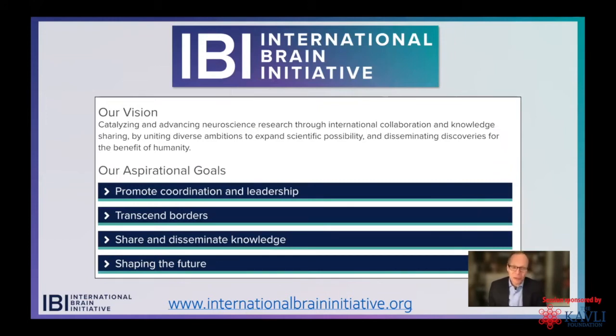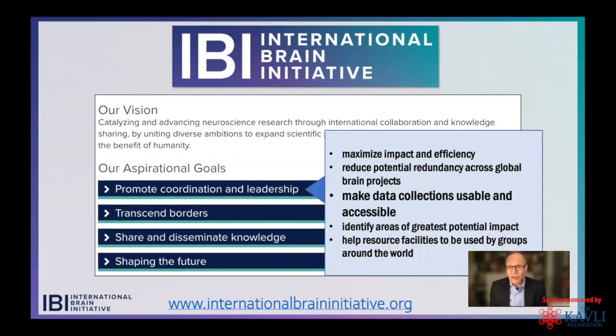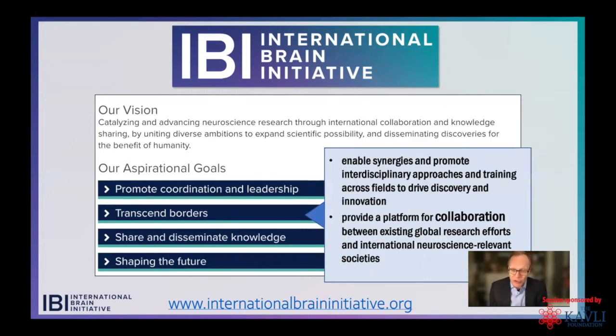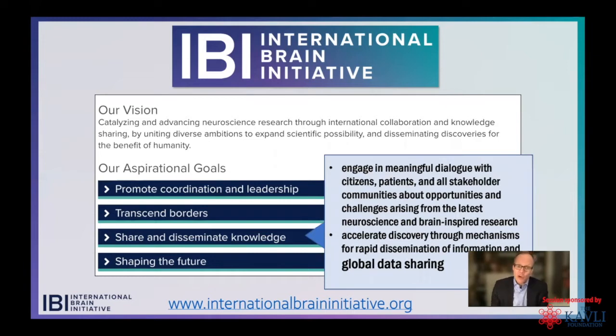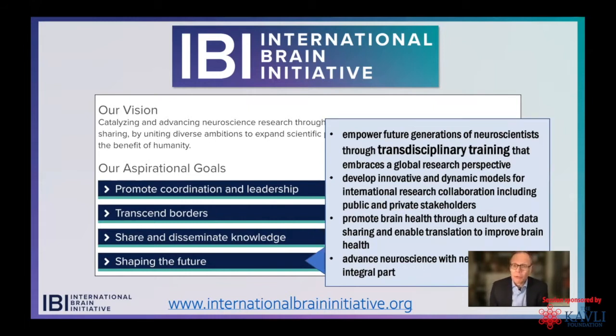So let's take a look at those goals. Promoting coordination and leadership in the area, for example, of making data collections usable and accessible and other comparable areas. Transcending borders, for example, at the level of collaboration, what can be done in addition to what the individual brain initiatives will do on their own. Sharing and disseminating knowledge, for example, how could the working group contribute to making global data sharing easier? Shaping the future, for example, transdisciplinary training, what can be done in addition to what individual initiatives will do on their own?